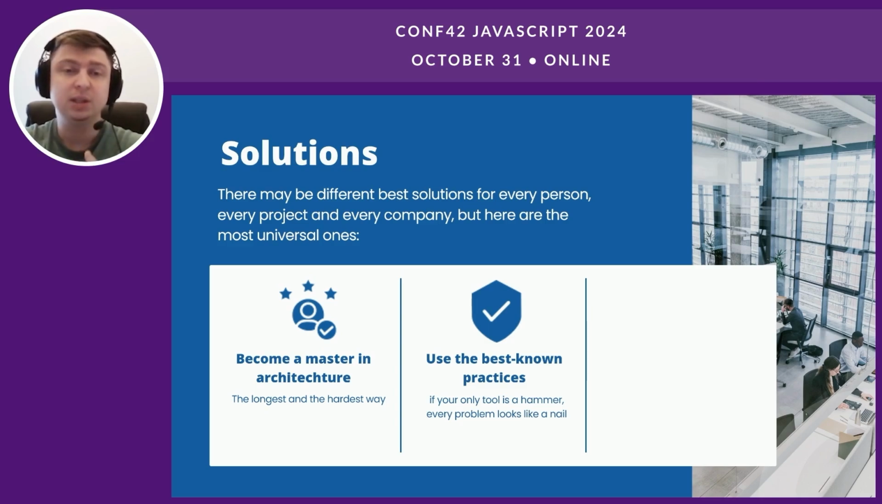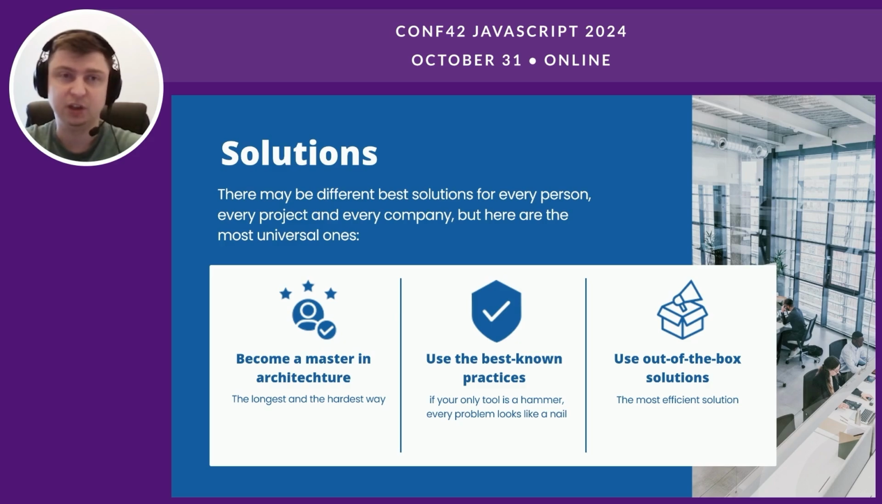Next one, use the best known practices. It's easier than the first one because you don't need whole architectural patterns and a lot of architectural things. You just need to know a few of them and use them everywhere. It's like if your only tool is a hammer, every problem looks like a nail. It's not a bad solution also, because using some architectural patterns is better than not using them at all, but not perfect also. And the last one, for me, is the most efficient solution.